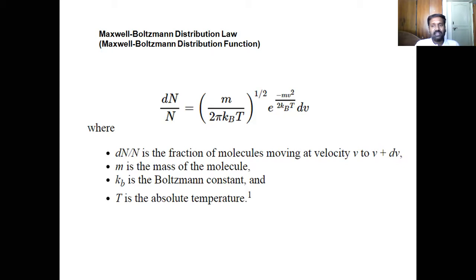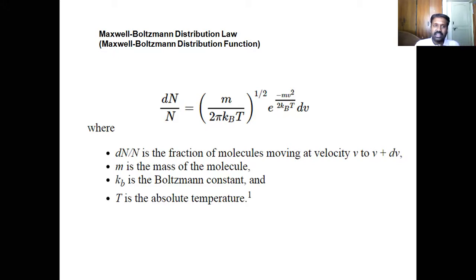So looking at the equation, we can tell this is a differential equation because you have dn by n and you have dv terms. The differential equations, if you work with, you can in fact integrate this under different conditions and get the result of your choice, which we are going to do later anyways. So this is the basic form of the Maxwell distribution law, dn by n into so much.